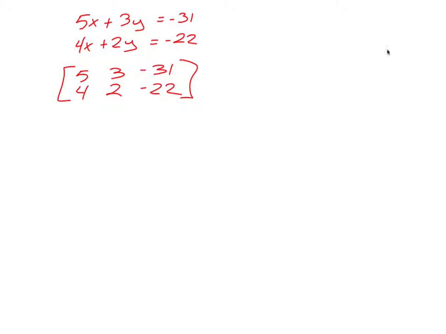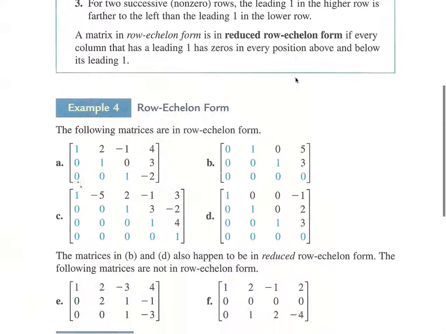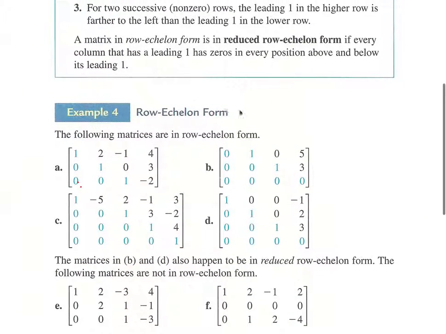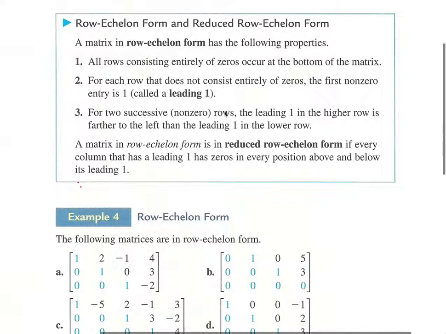And here's what we're going to try to do. You don't have to write this down, we want to try to get it into row echelon form. Okay? And these are some of the properties of row echelon form. You do not need to know it. Once we talk about it, you'll understand what it is.